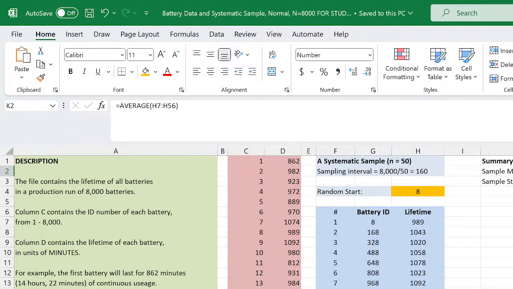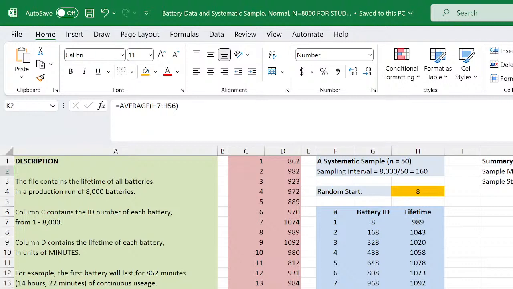5,000, 6,000, 7,000, 8,000, 9,000, 10,000. 10,000 samples of 100 batteries. Oh wow, I got a mean of exactly 1,000. I don't know if you can see that, but it's 1000.000. And the standard deviation is 9.023. Wow, that's actually really unusual. I don't think I've ever seen it exactly 1,000 to three decimal places.